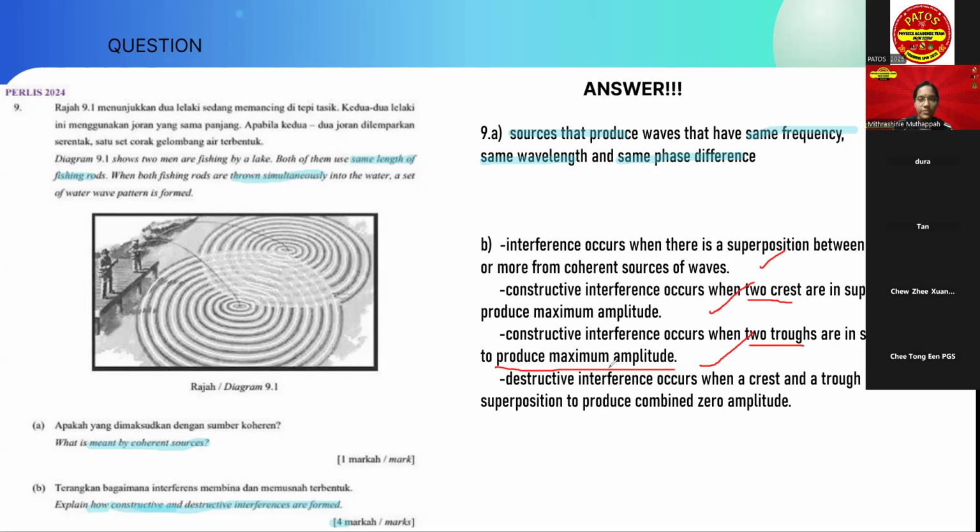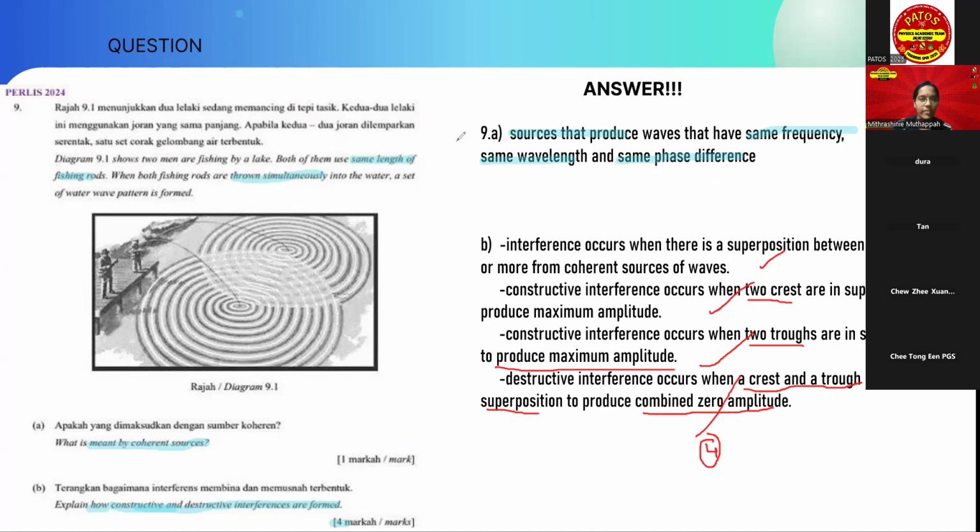And finally, we have to state the definition of destructive interference. So what is destructive interference? Destructive interference occurs when a crest and a trough are in superposition to produce combined zero amplitude. So overall, we get 4 marks.